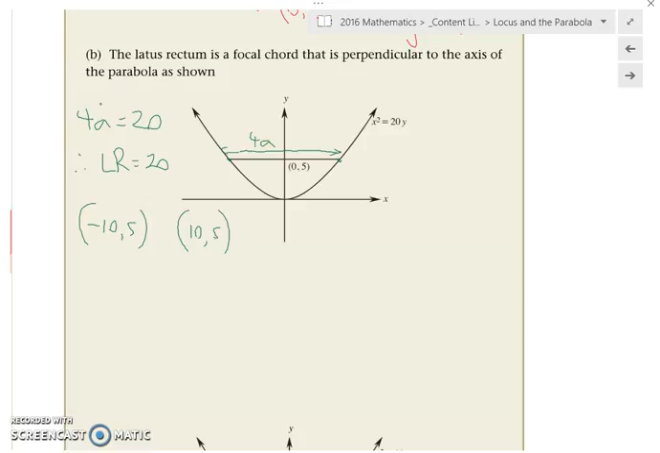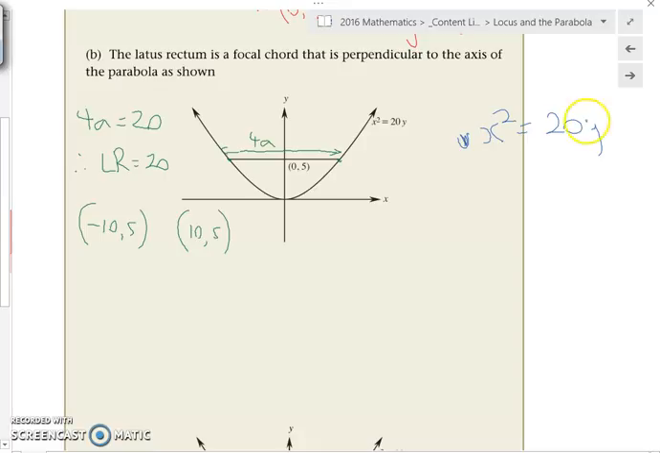We've got a parabola, right? What's the parabola? x squared equals 20y, right? Okay, now we're trying to find 2 points. And those points are where y equals 5, right? So what do we do? We sub in.